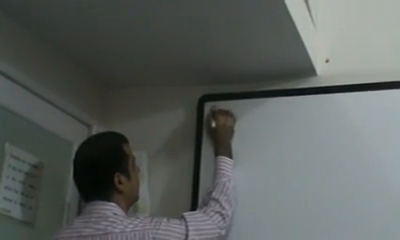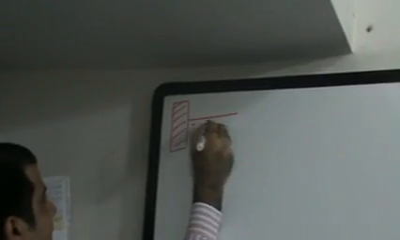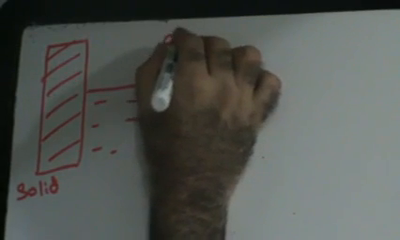Let's try to find out the reasons for angle of contact. Let's consider a solid. Let's assume this is your solid. This is the liquid which is here. This is solid. This is liquid over here. This is air, liquid.